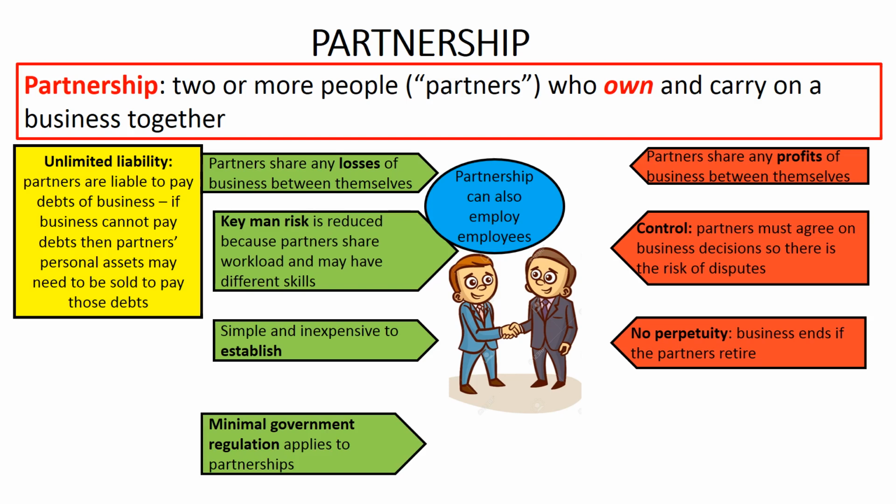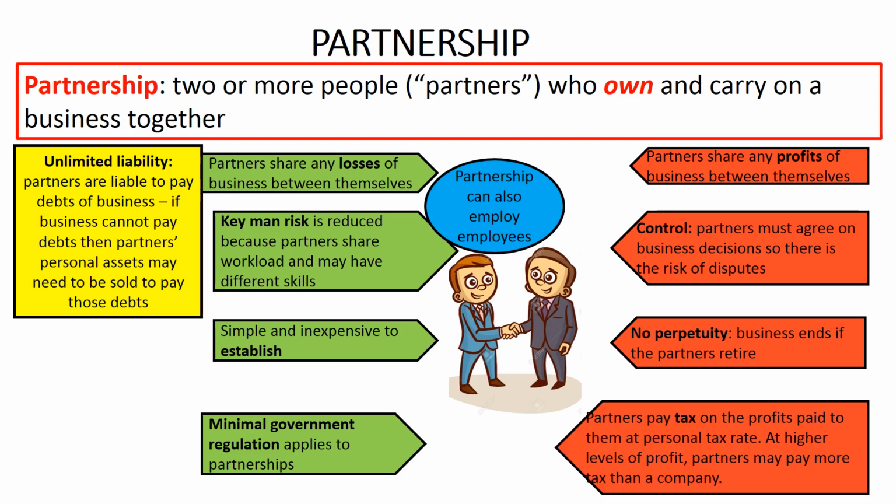Like a sole trader, minimal government regulation applies to partnerships. It is true that partnerships must keep financial records for the business, but there are a few other regulations that apply to them apart from that. Like a sole trader, partners have to pay tax on the profits that are paid to them from the partnership at their personal tax rate. And this means that where a partnership is making high levels of profit, then the partners may end up paying more tax than if the business was structured as a company.